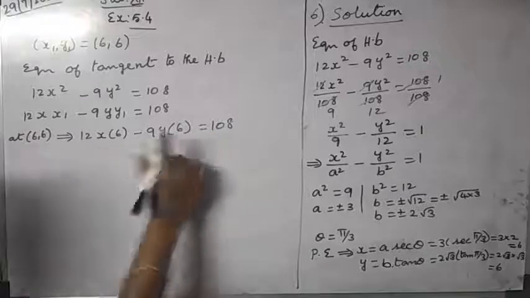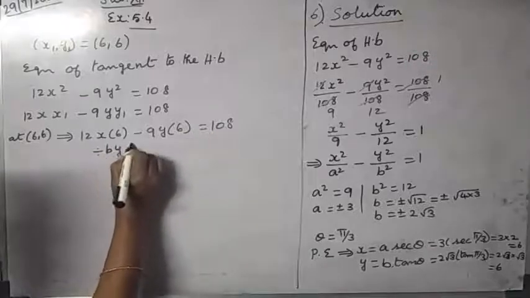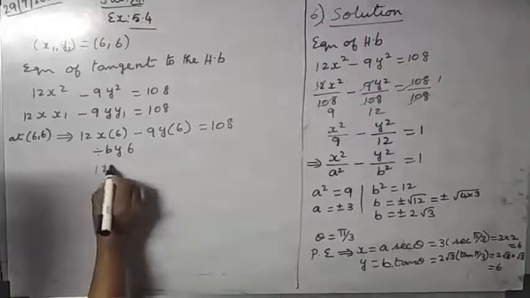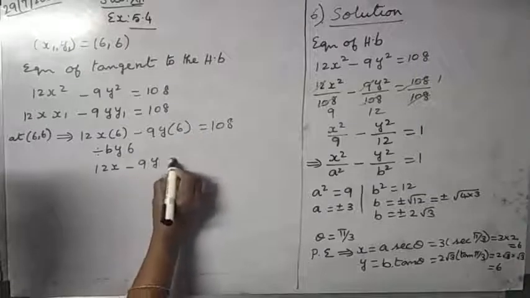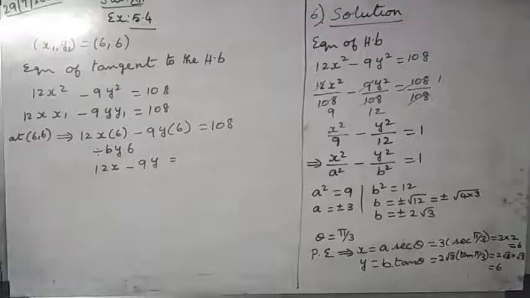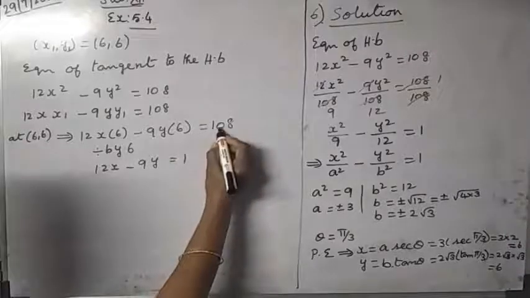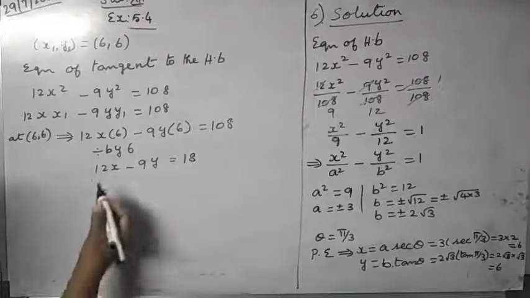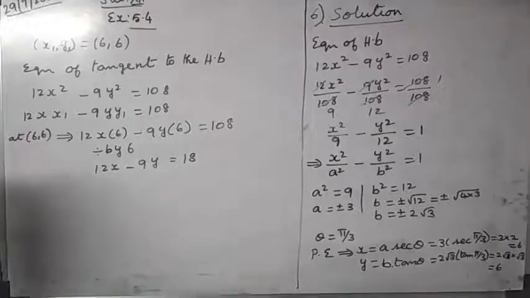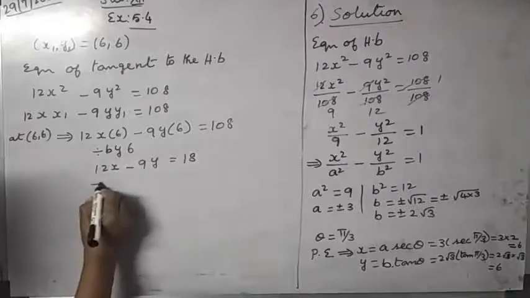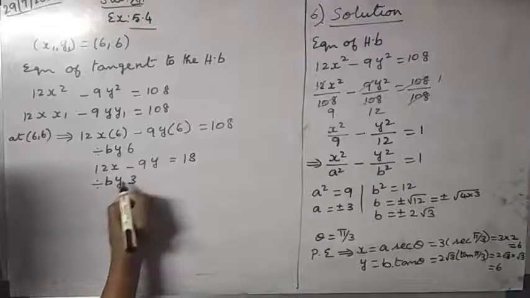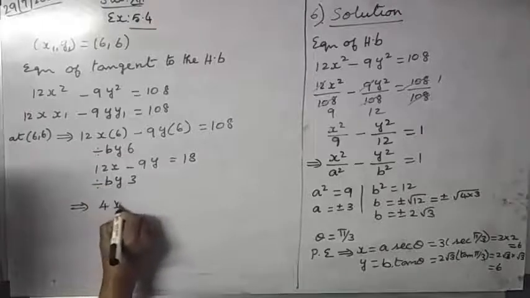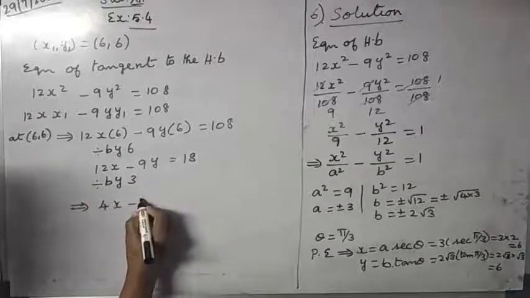So simple, divide the same equation by 6 throughout the equation. So 6 cancel, so it is 12x minus 9y is equal to 108 divided by 6, which is 18. And once again it is the common multiple of 3. So we can divide the whole equation by 3. So which implies 12 by 3 is 4, 4x minus 9 by 3 is 3.